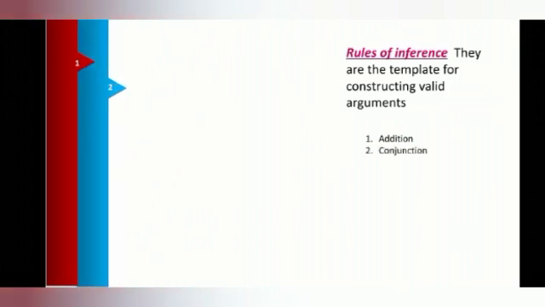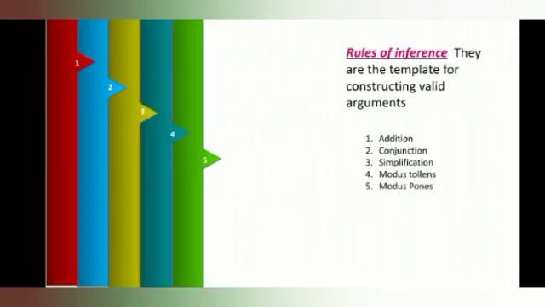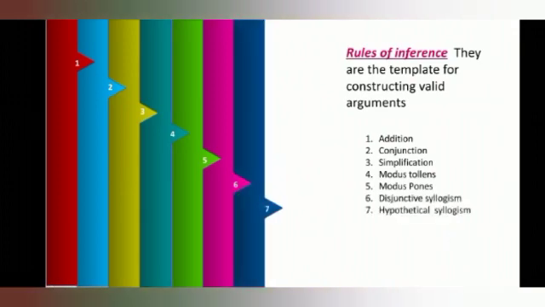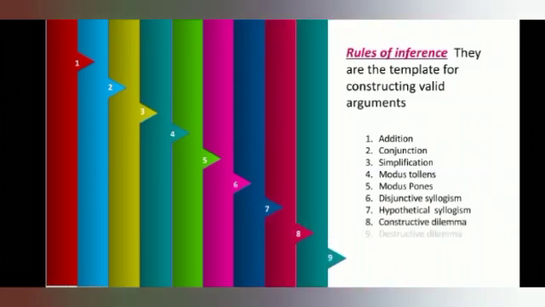First one, addition. And second one is conjunction. Third one is simplification. Fourth one is modus tollens. Fifth one is modus ponens. And sixth one is disjunctive syllogism. And seventh one is hypothetical syllogism. And eighth one is constructive dilemma. And ninth one is destructive dilemma. Okay, then we discuss one by one.